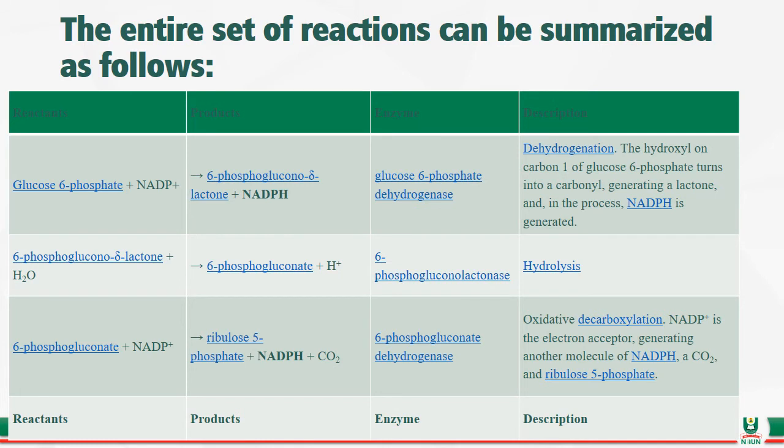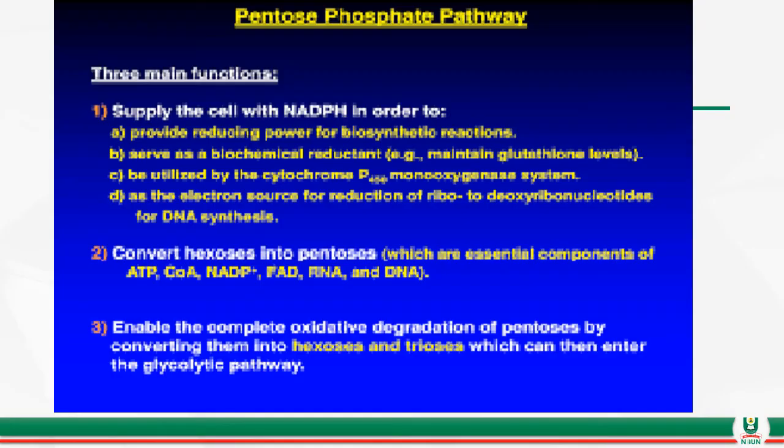The entire set of reactions can be summarized as follows. You look at the table below. This is the summarized form of the reaction. The pentose phosphate pathway has 3 major functions. The functions are shown here.